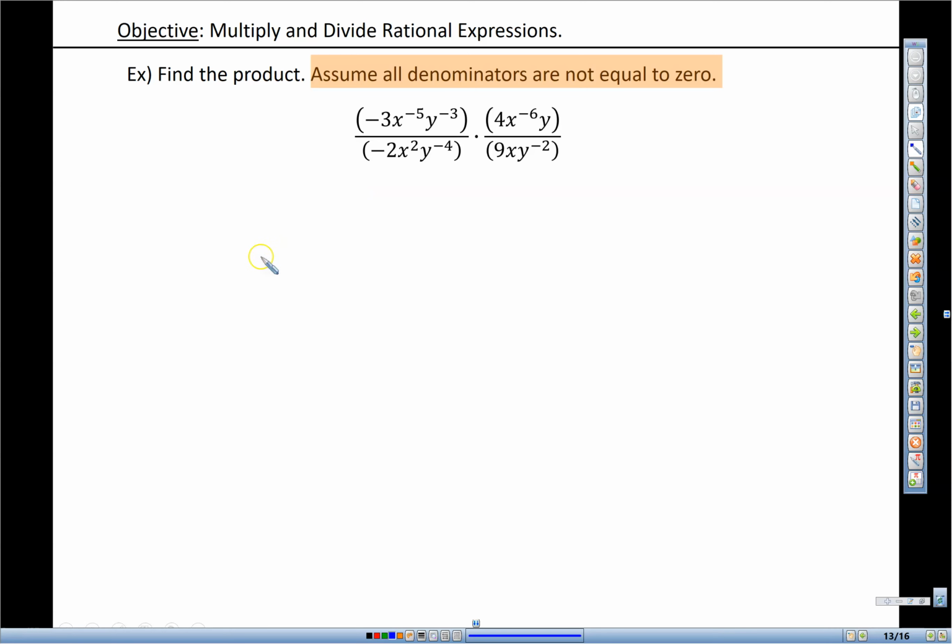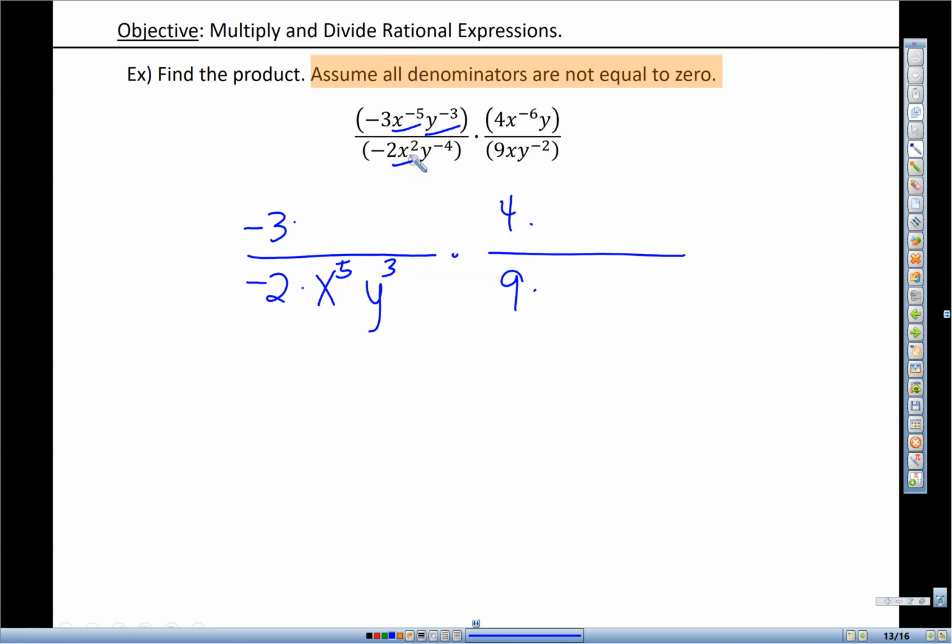So coefficients are not affected. So I'm still going to have negative 3 and negative 2 times. I'm still going to have my 4 and my 9. They all stay exactly where they are. This power of x will now move to the denominator, and I'll have positive 5. This power of y moves to the denominator, and now I have positive 3. This power of x, which is already a positive 2, would stay in that denominator, and this power of y would move to the numerator, and I'd now have a positive 4.